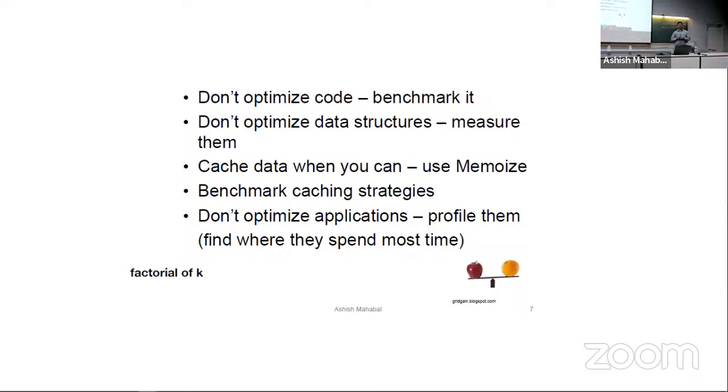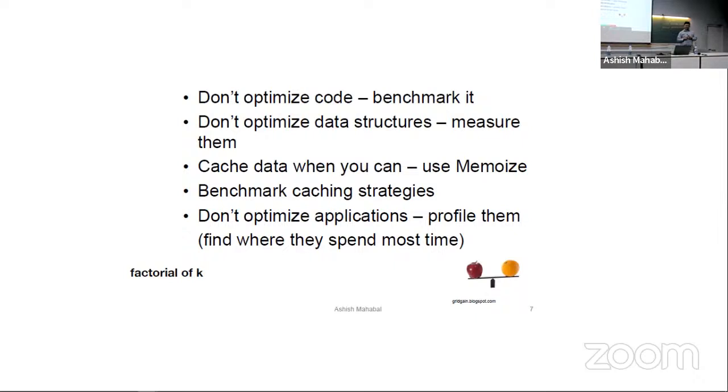Then when it comes to code, don't try to optimize your code, try to benchmark it, try to figure out where things are, how things are. Don't optimize data structures, measure them: how much data has been taken, how fast you can put them together, and various different kinds of things. Cache data whenever you can, using things like memoization and so on. Otherwise, you are going to be generating the same data again and again.